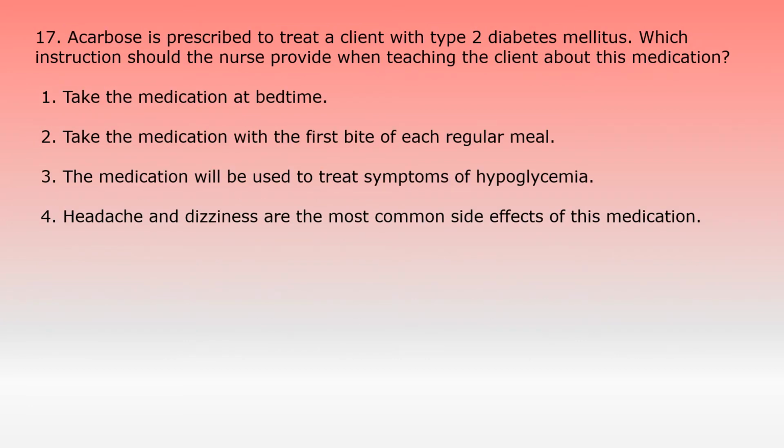17. Acarbose is prescribed to treat a client with type 2 diabetes mellitus. Which instruction should the nurse provide when teaching the client about this medication? 1. Take the medication at bedtime. 2. Take the medication with the first bite of each regular meal. 3. The medication will be used to treat symptoms of hypoglycemia. 4. Headache and dizziness are the most common side effects of this medication.